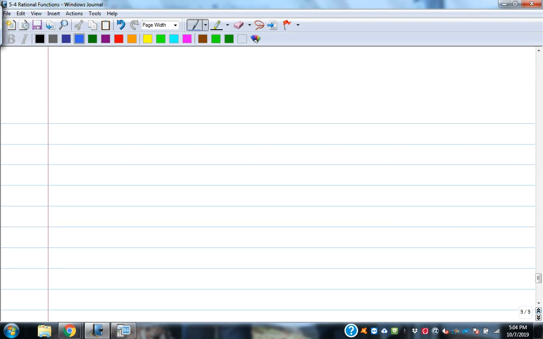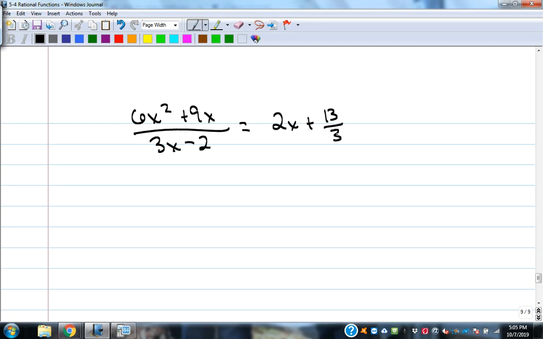Fun part here. Okay, so what we're going to do is take the original function, 6x squared plus 9x over 3x minus 2. I'm going to the original here because it didn't simplify, and I'm not using the factored form, so that's why I say original. If you've got a simplified version, use it. This one didn't simplify. And I'm setting it equal to the asymptote, 2x plus 13 over 3. Okay? And I'm going to solve this equation.